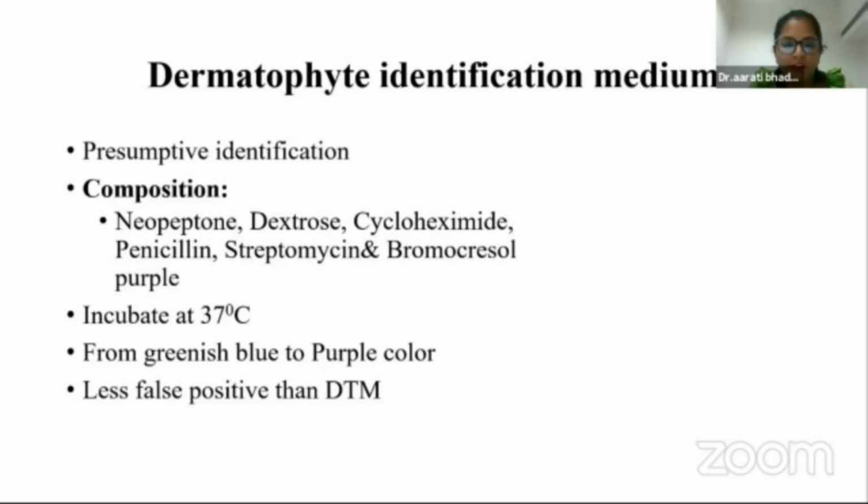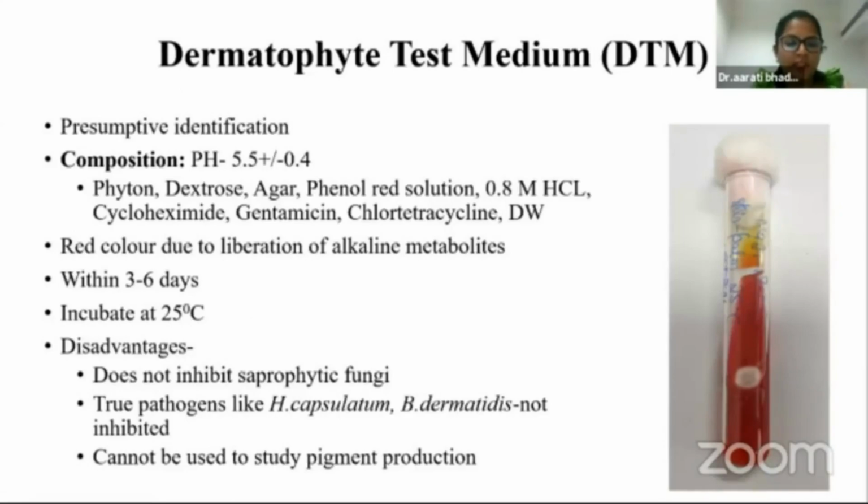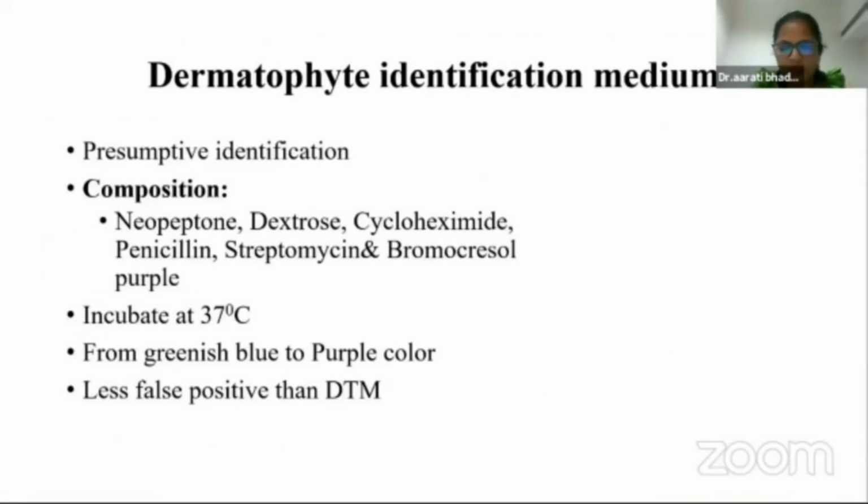When the dermatophyte grows, the color of the medium will be purple. The advantage is that it gives fewer false positives than the DTM. Here we have to incubate at 37 degrees Celsius, but for dermatophyte test medium we have to incubate at 25. So this is the difference.